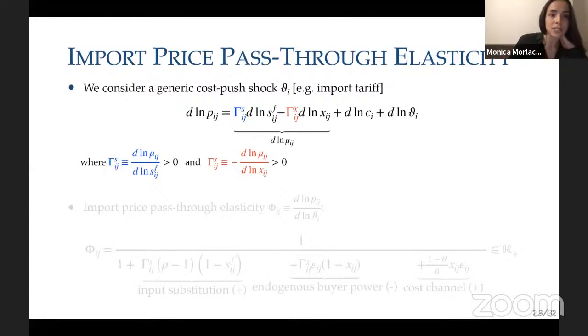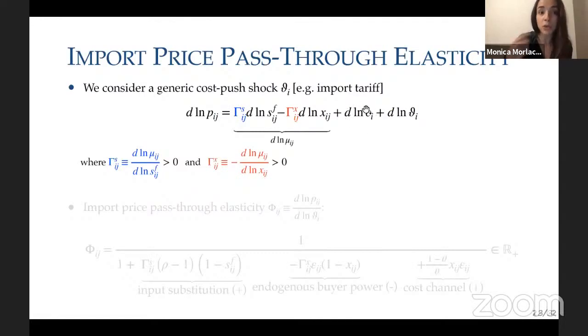As George was anticipating, the obvious implication of our theory of markups and prices is to think about the price elasticity to a given shock. Here we consider a generic cost push shock denoted by varTheta. You can think of this as being a tariff shock to the exporter's marginal cost. When we do that, we can decompose the log change in bilateral prices as the log change in markups, which in our model can be decomposed into the change in the seller market share and the change in the buyer market share, weighted by the markup elasticities to these two different shares.